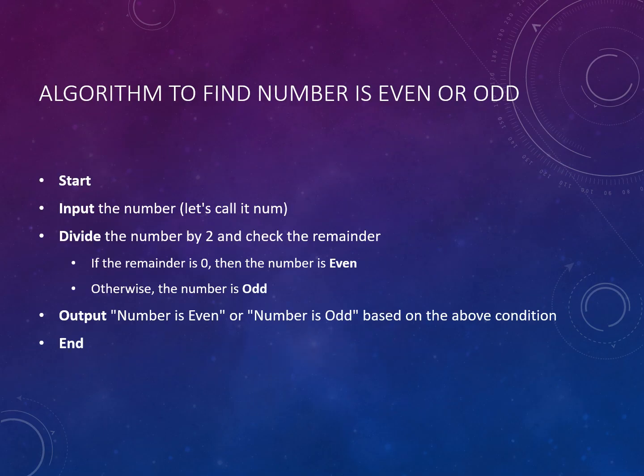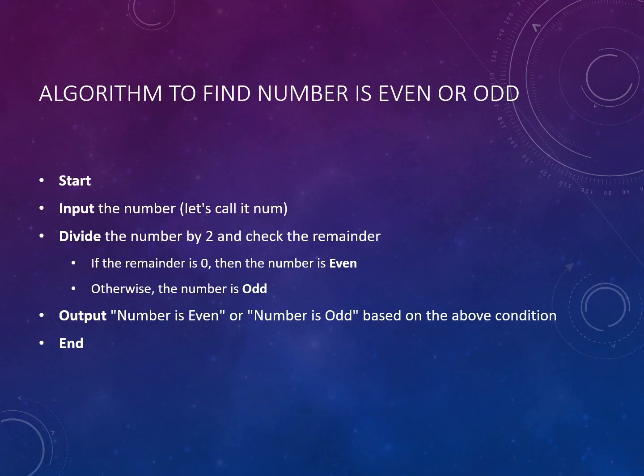Now let's take a real example of an algorithm. Our problem is to determine whether the given number is even or odd. So let us start. Step 1, start. We begin the algorithm. Step 2, input. We ask the user to enter a number. For example, number equals 8. Step 3, divide by 2. Now we divide the number by 2 and check the remainder.